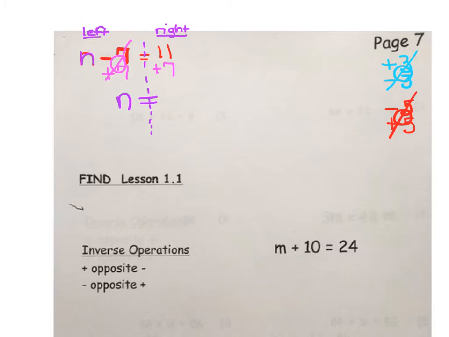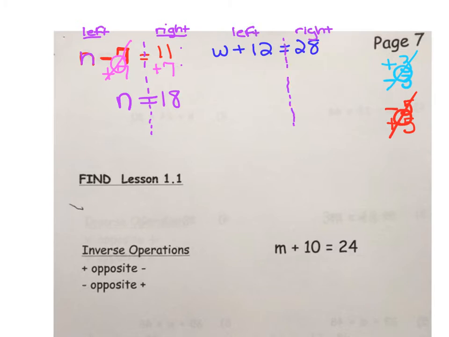And just to finish up and tidy up the right side, we add 11 and 7. Your n is 18. Let's try another one. Please write down the following equation. W plus 12 equals 28.